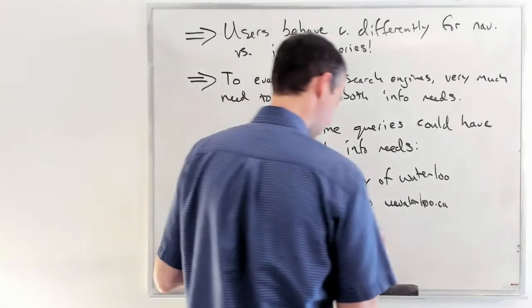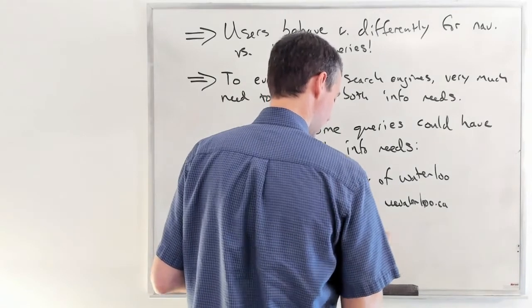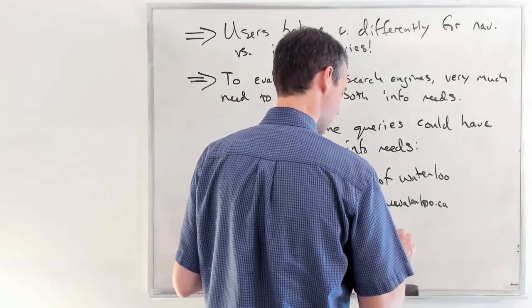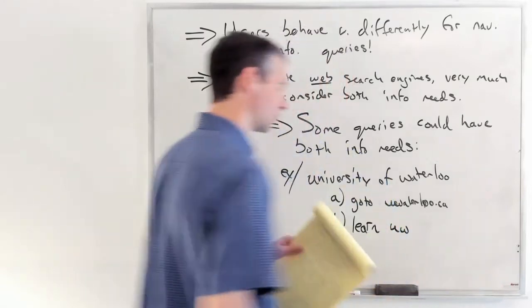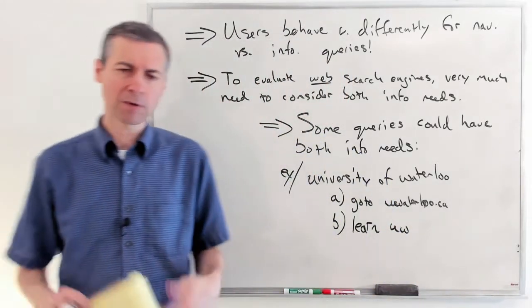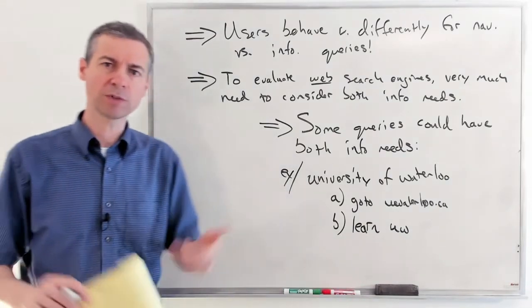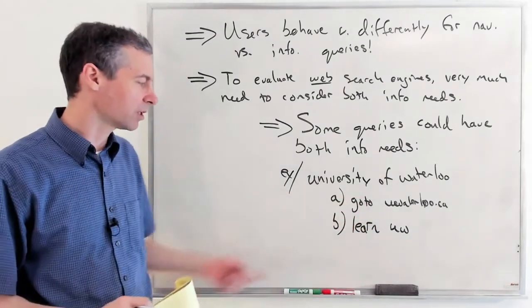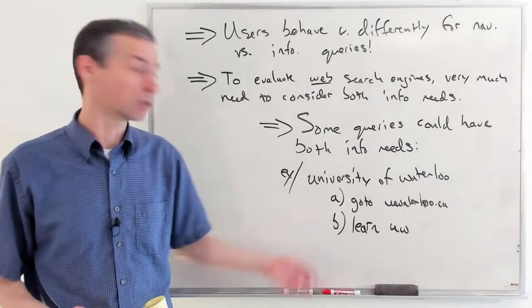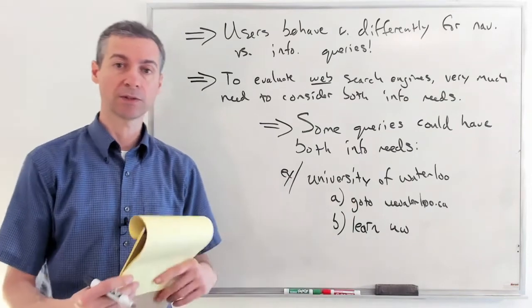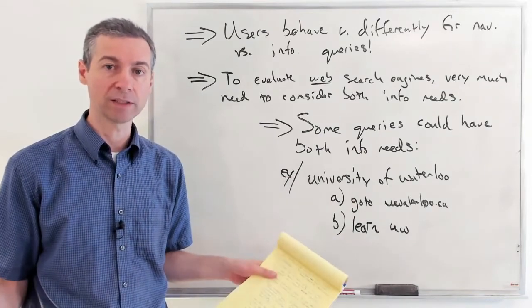But they could also be at the stage where they're like, I want to know about the rankings and so forth and so on. I want to know what the type of students are, how many faculty are there, all sorts of information. What's the history of this university? So they want to learn more about University of Waterloo. And typing in University of Waterloo is a perfectly fine thing if they want to learn more about it.